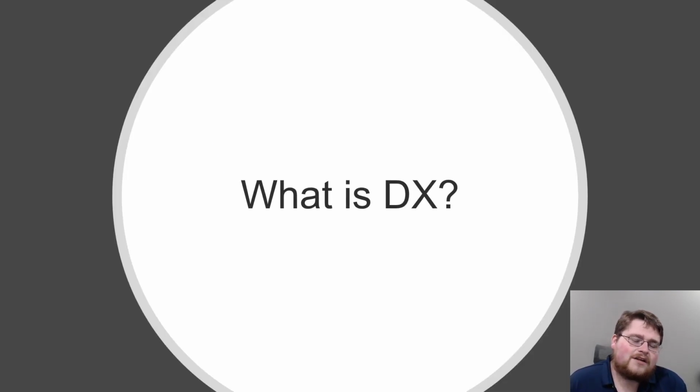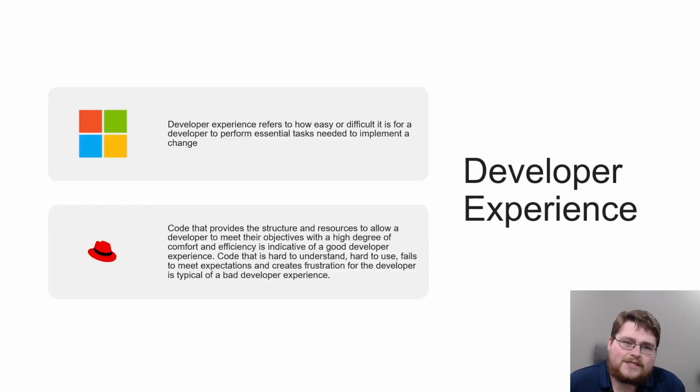So let's start off with what is DX. Whenever we talk about DX, we're referring to developer experience. Microsoft defines this as how easy or difficult it is to perform the tasks a developer needs to do in order to implement a change, whereas Red Hat defines DX as a measure of how the code works with a developer. So to them, good DX means that the code allows the developer comfort and efficiency, whereas bad DX means that the code is restricting a developer, and might create frustration.